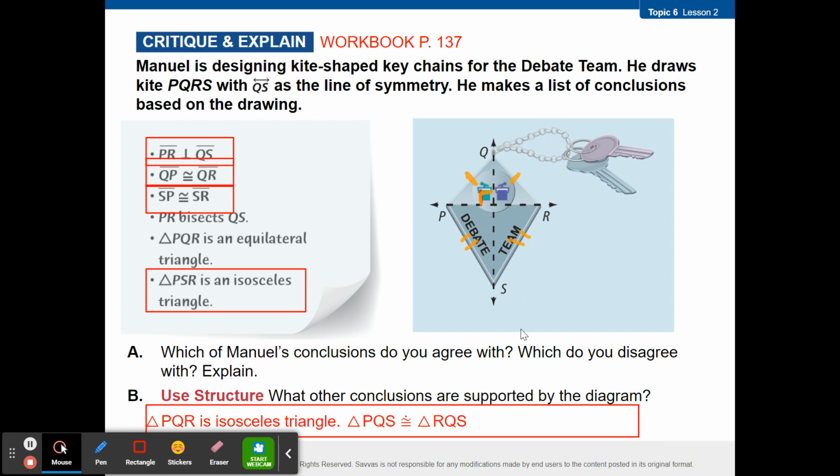The other thing we know is that PQS, so P to Q to S, this triangle right here, this larger one, I'll highlight it for you guys, is going to be congruent with R to Q to S. So these two halves end up being congruent. We can get into more details of that with proofwriting and solve.